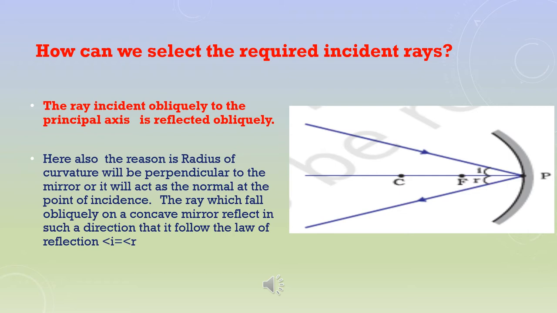The ray incident obliquely to the principal axis is reflected obliquely from a concave mirror.